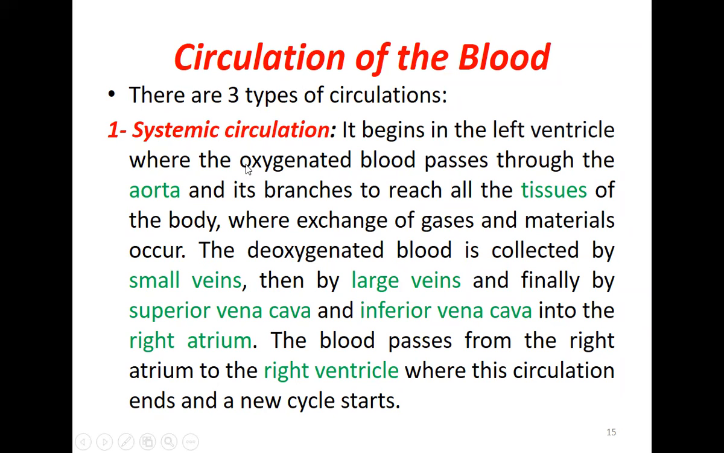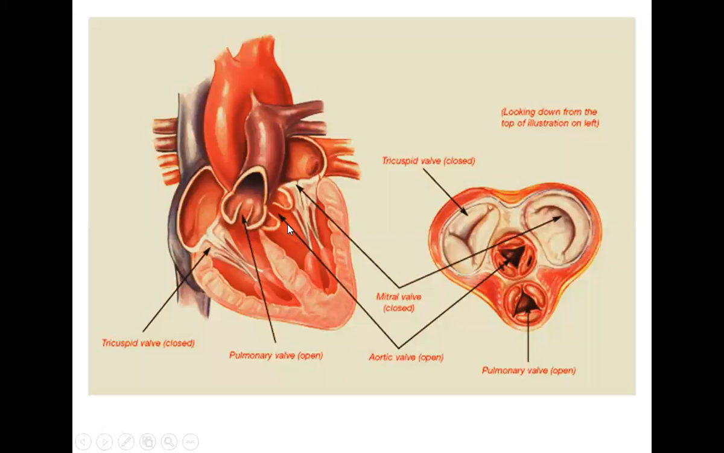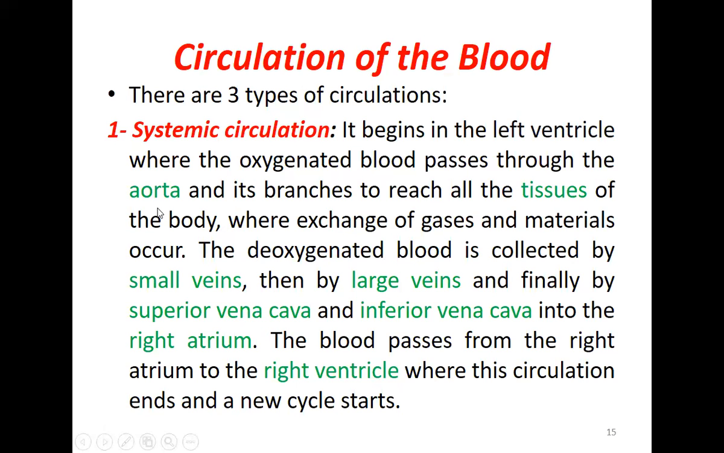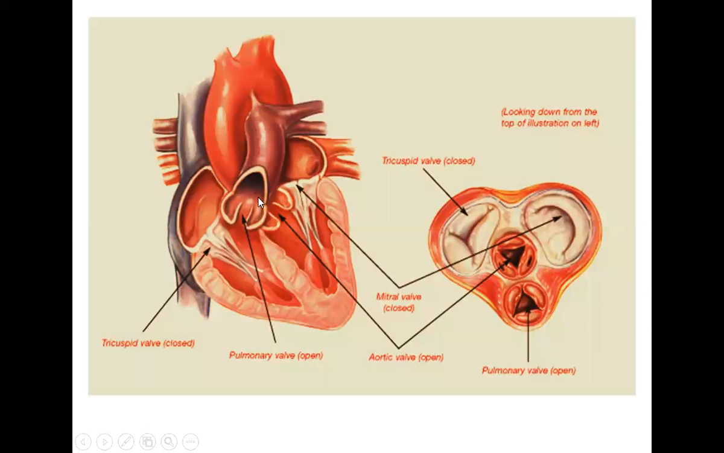The first one is called systemic circulation. It begins in the left ventricle, as we saw, where the oxygenated blood passes through the aorta and it branches to reach all the tissues of the body. So it is pushed into the aorta, and from there it goes to the head and neck, the upper limb, thorax, abdomen, lower limb, everywhere.